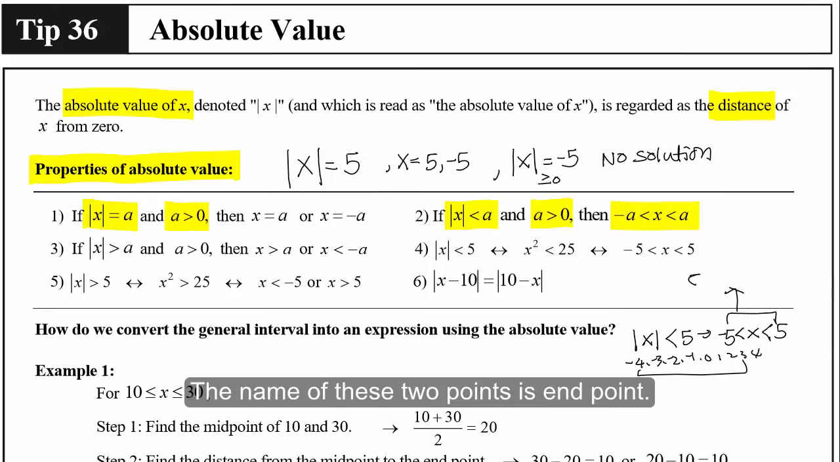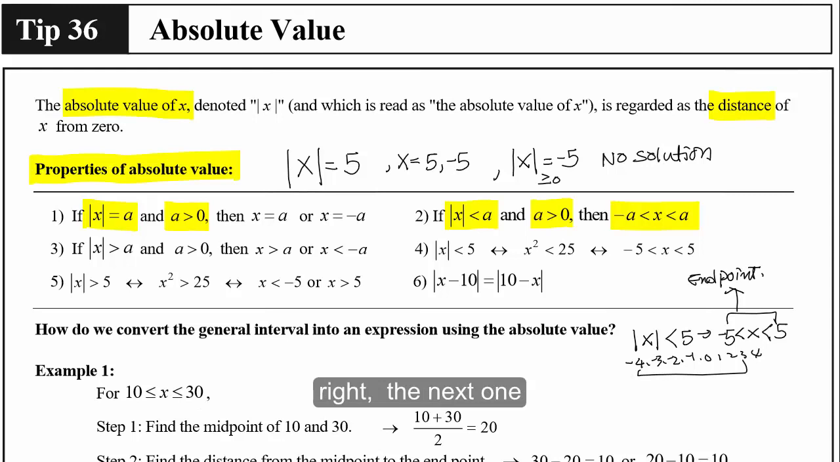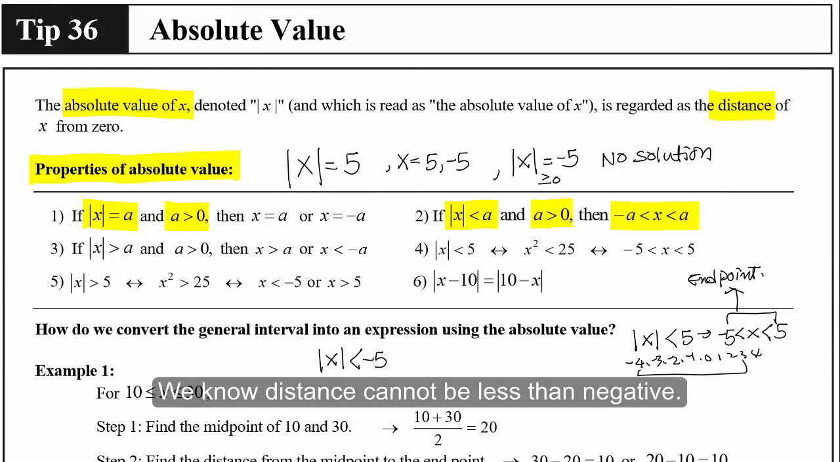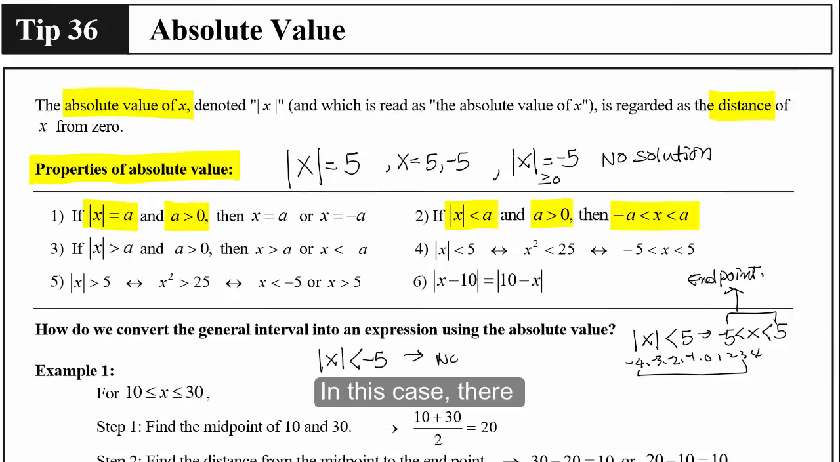The name of these 2 points is called endpoint, okay, negative 5 and 5, endpoints. Right, the next one. If down over here, the absolute value of x is less than a negative number, negative 5. We know distance cannot be less than a negative number, okay? So there will be no solution.